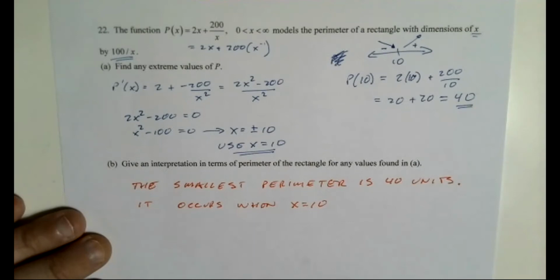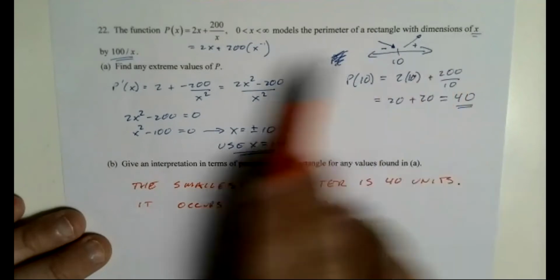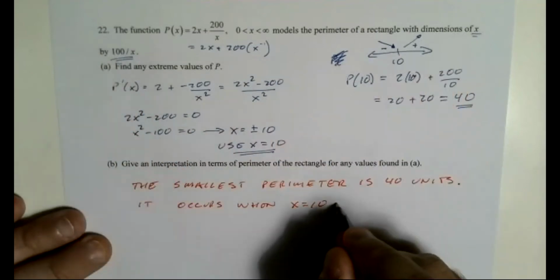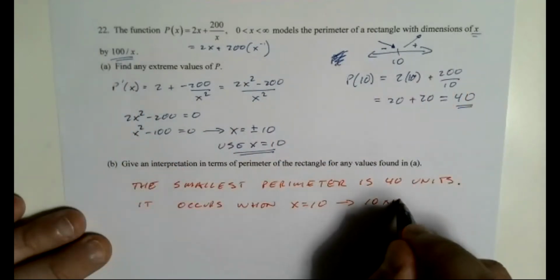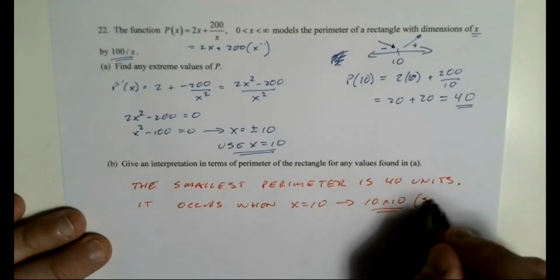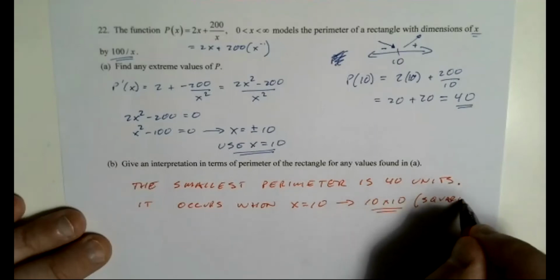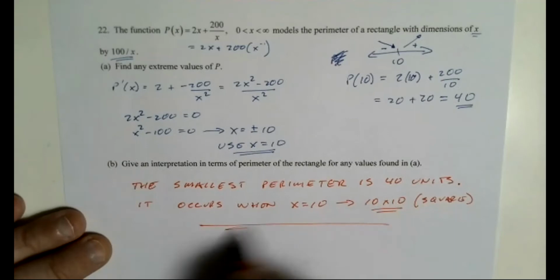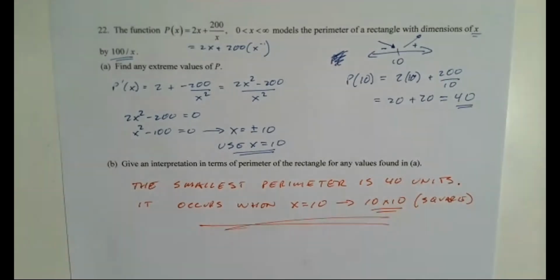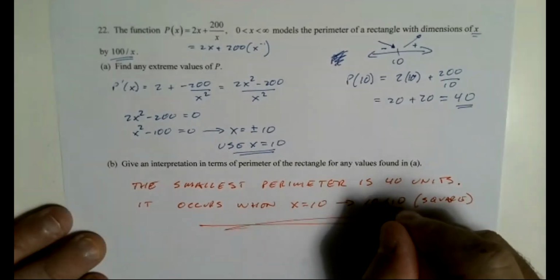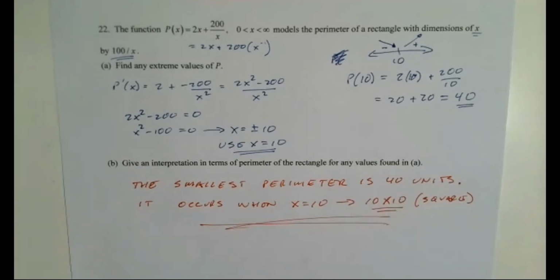So this is a perimeter of a rectangle. Wow, this is just kind of weird. So the dimensions are 10 and then 100 over 10. 10 by 10 square. So if you think this one through, the smallest perimeter is going to happen when you get a square. If you've played with these numbers before, in problem 4, you see that happening fairly commonly.